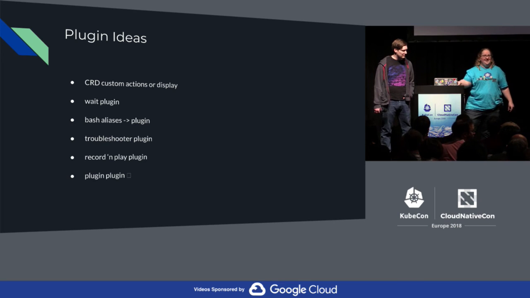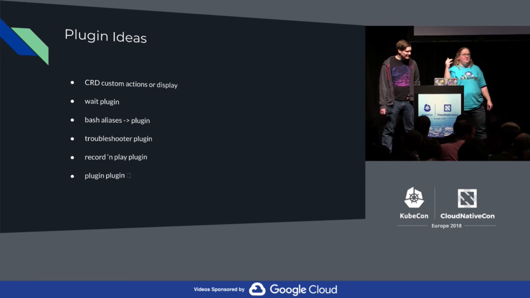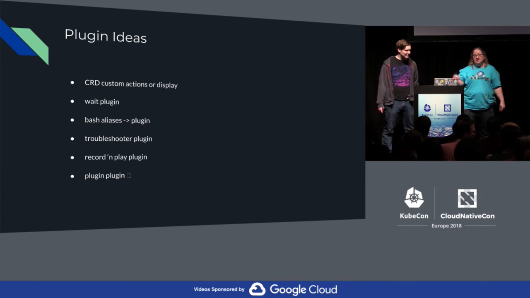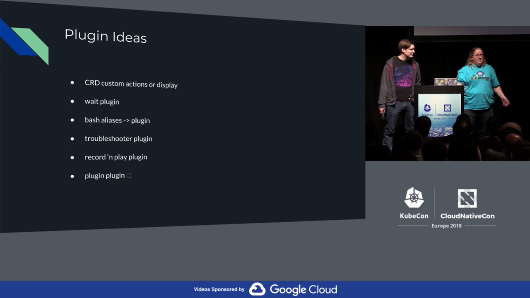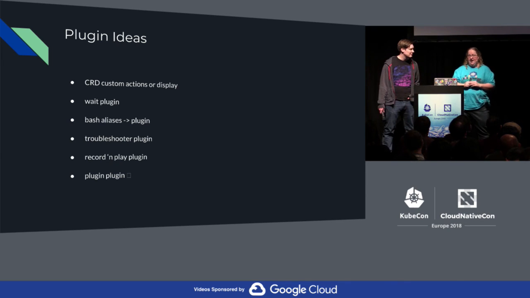So maybe next week this will be posted, and you can use that. Otherwise, anytime you're running a bash alias or crazy functions, you can turn it into a plugin, and you don't even need to do the binary part. You can just shove that into the plugin.yaml, put in whatever magic commands you need, and you can share it with people. Another idea is a troubleshooter plugin.